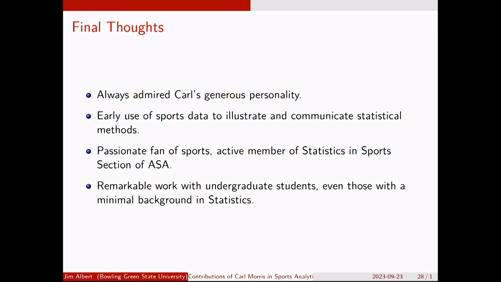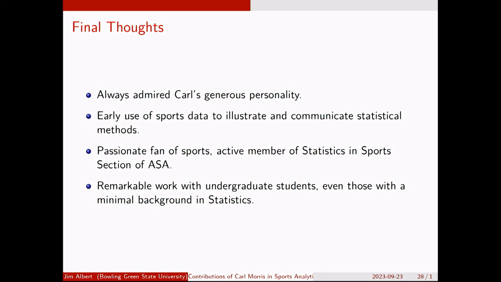So I always admired his generous personality. He really genuinely wanted to work with people at all levels, and really helped in so many different collaborations, which makes all the difference in the world. Obviously, he was one of the first people to use sports data. I wasn't brave enough to do baseball papers until I was tenured, but now things have changed. Now we have journals that will publish these papers.